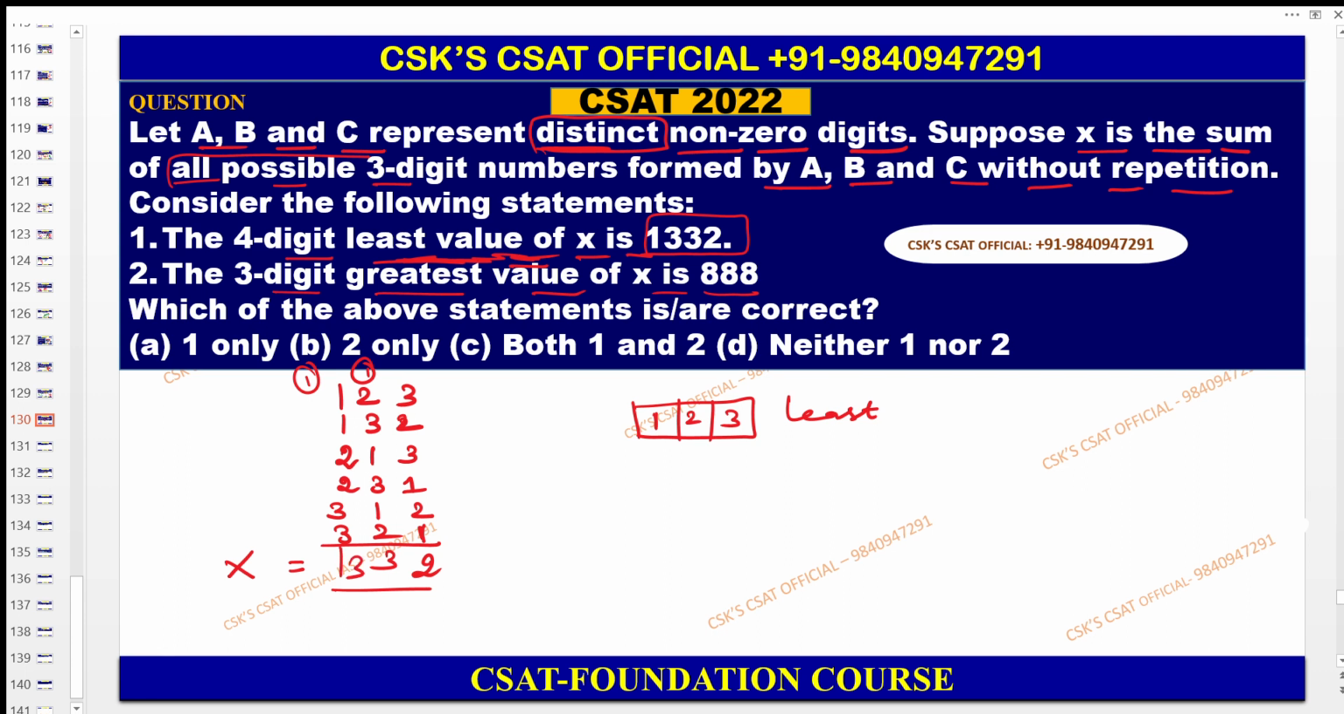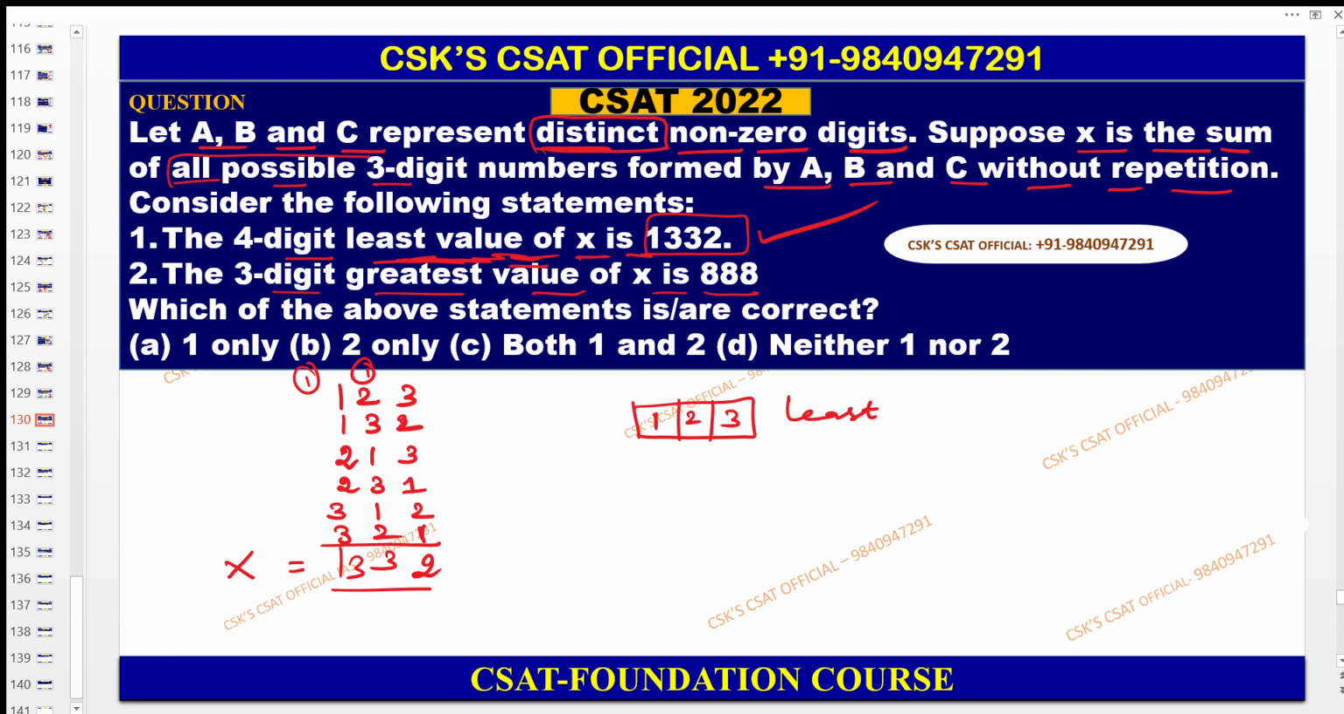So now listen very carefully. The least itself 1332. Yes, this is the 4-digit. Starting 4-digit itself the 1332. So therefore this is the least, even when adding all the 3-digit, right? The least itself 1332.